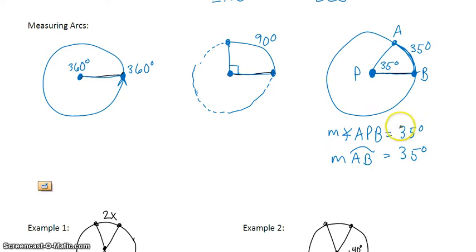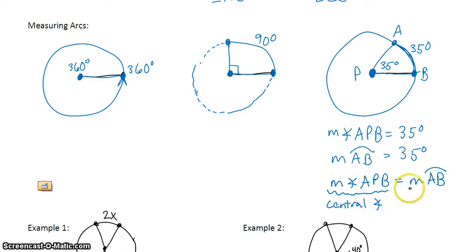If you look at these two measurements, they're the same. So I could say the measure of angle APB is equal to the measure of arc AB. This is the first formula that you're going to have to memorize. The measure of the central angle is going to be equal to the measure of the intercepted arc. The reason it's called an intercepted arc, it's the arc that the angle intercepts on the circle.